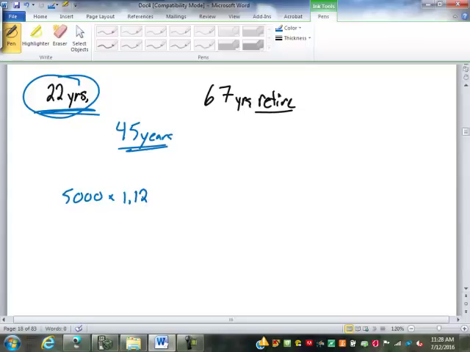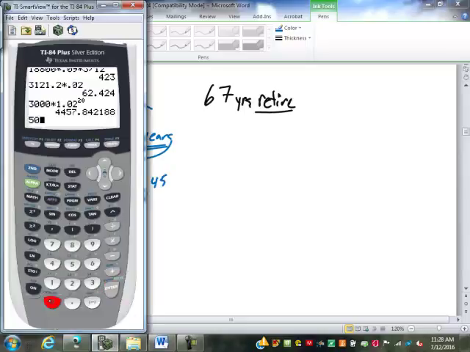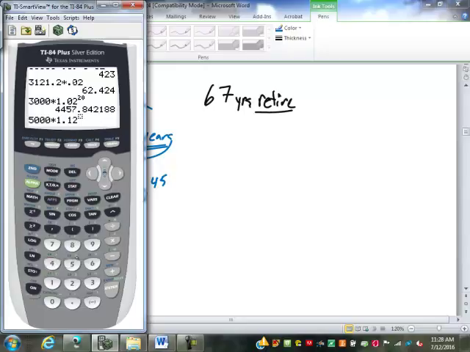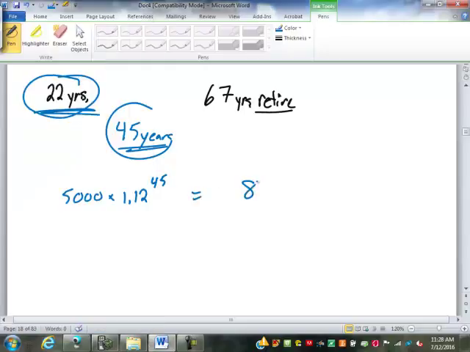Compounded how many years? 45. So the power of 45. Now, as I'm punching this in, anybody want to guess, without punching it in yourself, how big this number is going to get? Really big? 819,938. Over $800,000 from one $5,000 investment at age 22.